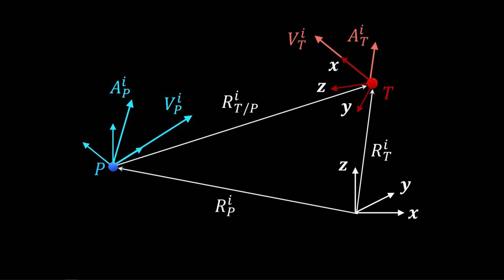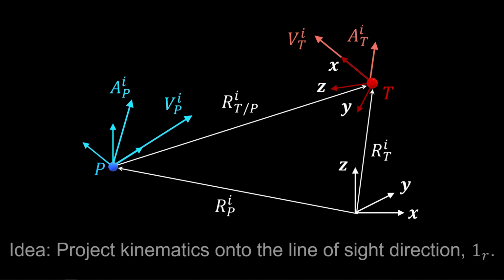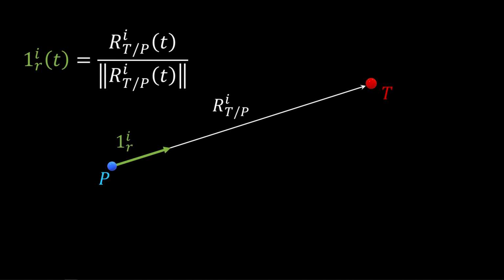To project the kinematics onto the line of sight direction, we'll define a new coordinate system with a coordinate direction along the line of sight, 1r. You can call this a line of sight coordinate system. We divide relative position, resolved in an inertial coordinate system, by range to get the coordinate direction 1r.